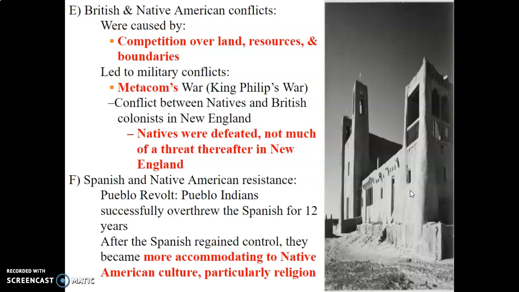But the good thing is that they did become more accommodating towards the Native American culture and particularly their religion, which is why we see a lot of Native American reservations and Native American culture in the Arizona, New Mexico area. And that is it.